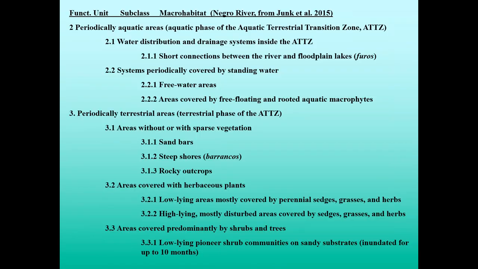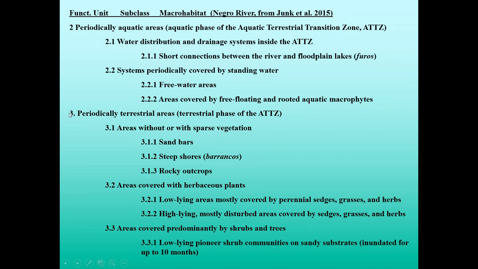So when we transfer this information into our classification system, I will just give a short part of this classification of the Negro River. We start here with the functional unit. This is a periodically aquatic area. The subclass is water distribution and drainage system inside the area, RTTZ, the aquatic terrestrial transition zone. At the macro habitat level, we have only one macro habitat, the short connections between the rivers and floodplain lakes. Then we have a second subclass, systems periodically covered by standing water, with two macro habitats: free water areas, and areas covered by free floating and rooted aquatic macrophytes.